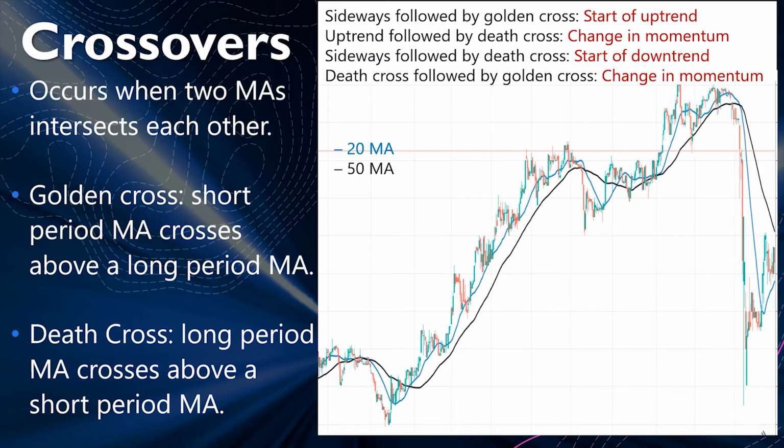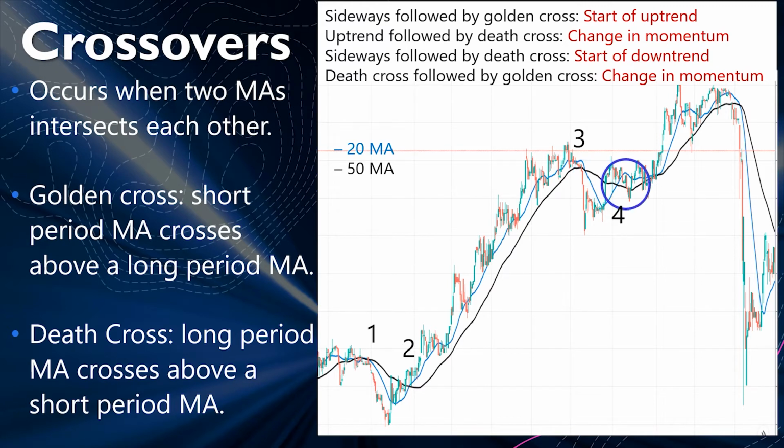Let's dissect what happened to the crossovers in the chart. Number 1 shows the sideways followed by a death cross, resulting in short-term downtrend. Number 2 shows golden cross, resulting in change of trend. Number 3 shows another death cross resulting in change in momentum, from uptrend to sideways.